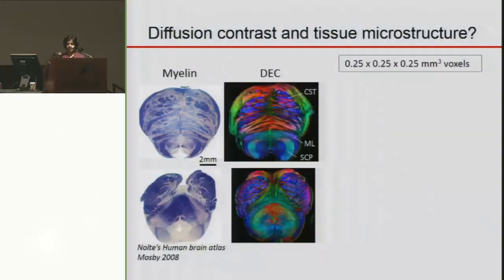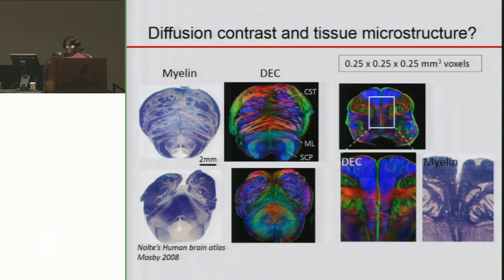Now moving in the other direction, diffusion contrasts in the postmortem brain can also be directly compared with histology or myelin staining to understand the microstructural basis of the diffusion contrasts. Here I've shown an example comparing myelin staining with diffusion color maps of the brainstem. Here we can identify and compare major myelinated white matter tracts. And this is just to give you an example of areas where diffusion can sometimes also provide additional information compared to what we can get with myelin staining.